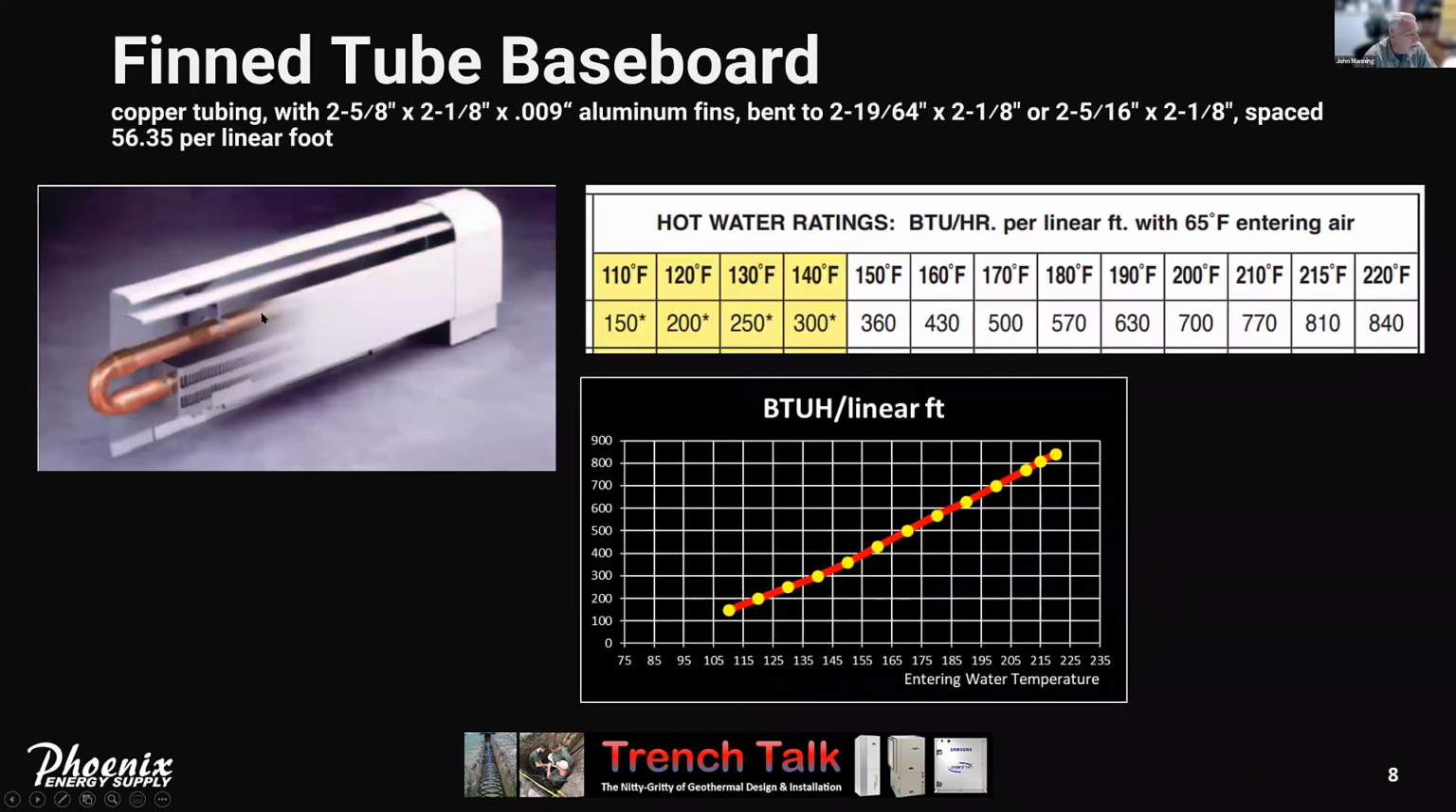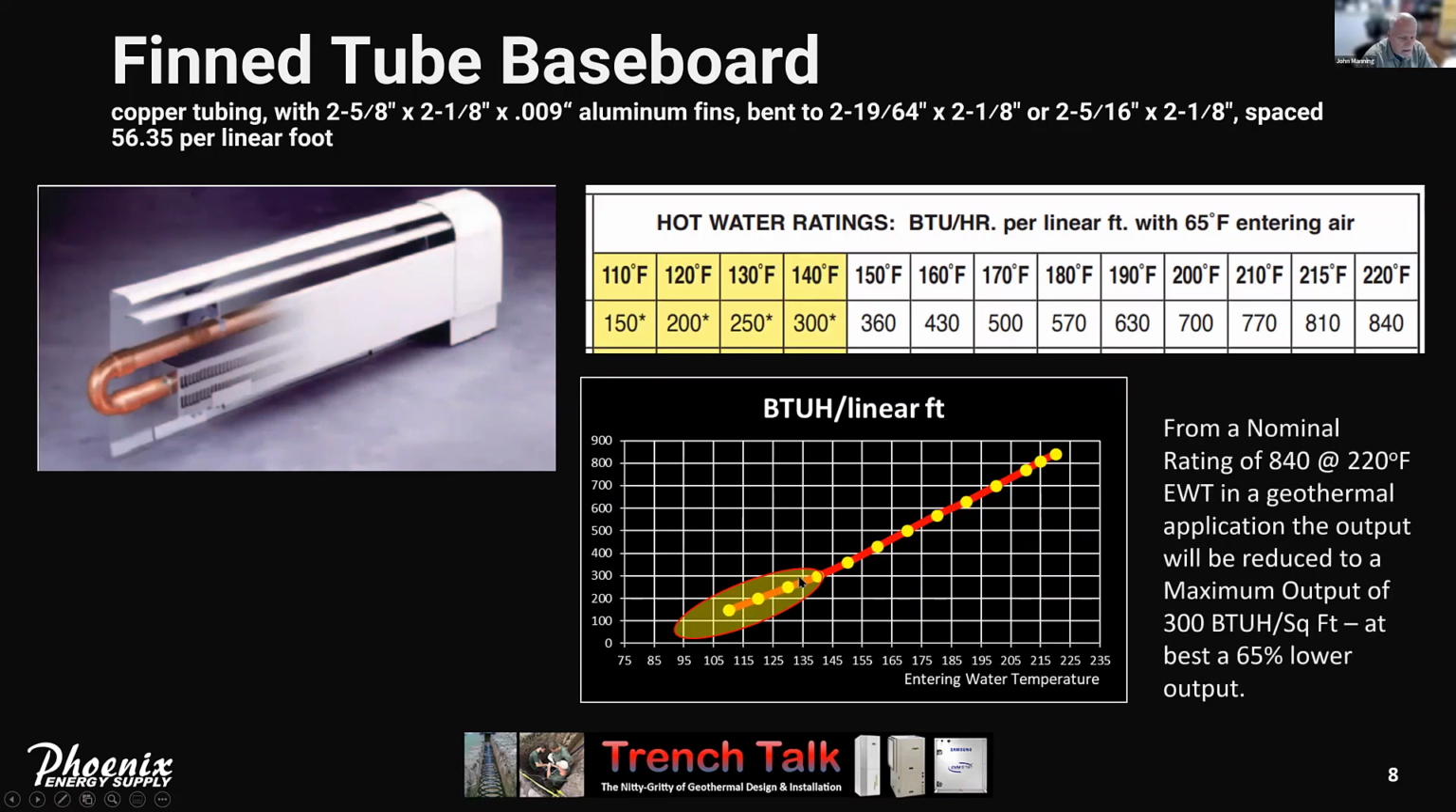Let's look at fin tube baseboard. Similar story. They rate it normally down to 150, but this manufacturer did give us data down to 110. But you can see how we can go from 700 to 800 BTUs per foot down to 150 to 250. Again, we're going to have to operate down in this range. So from a nominal rating of 840 down to 300, we're losing 65%. And if you want a higher efficiency, you're going to lose 75, 80%.